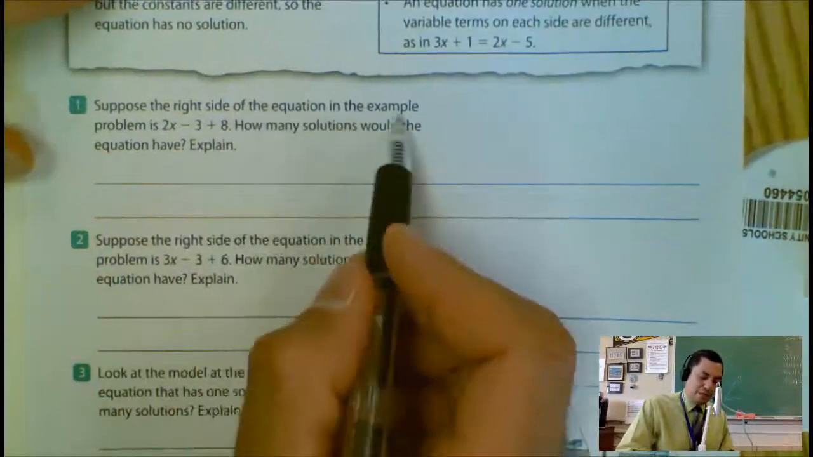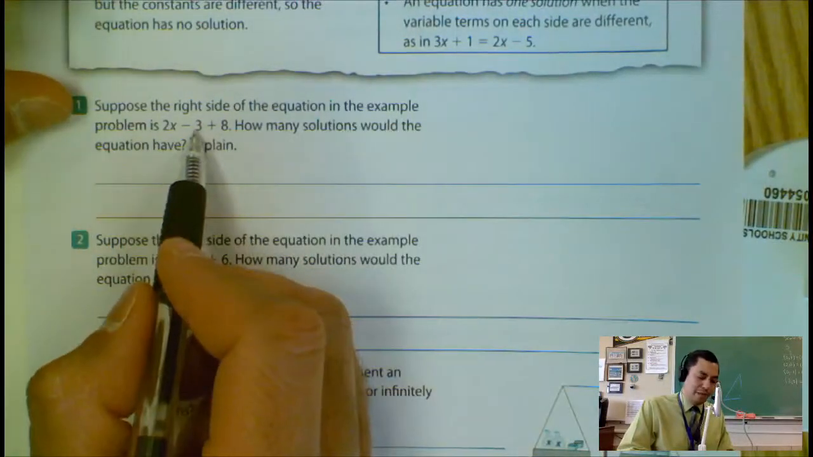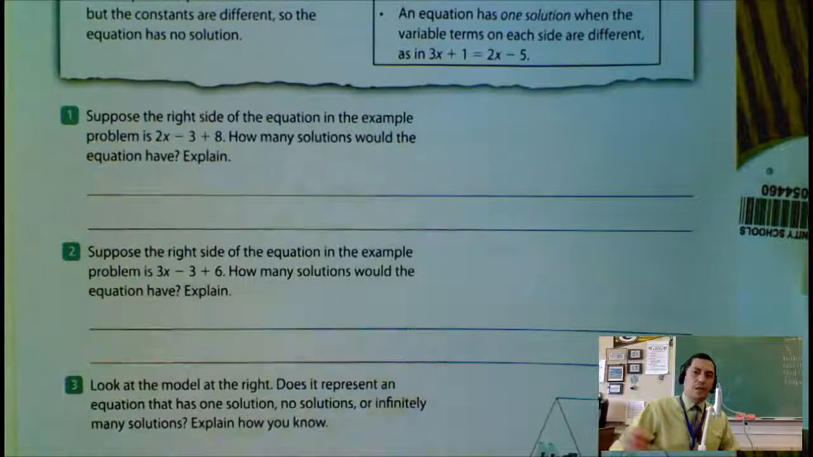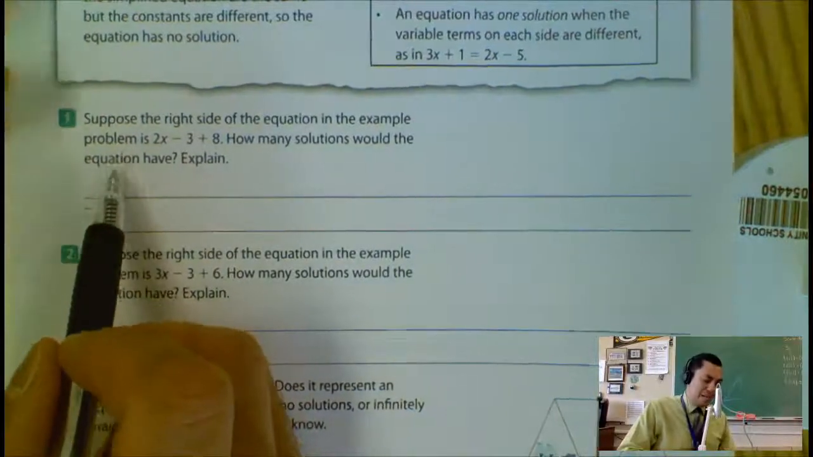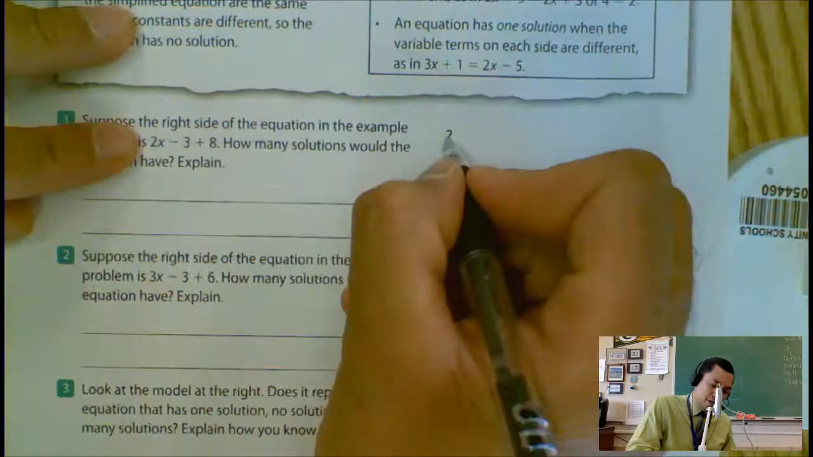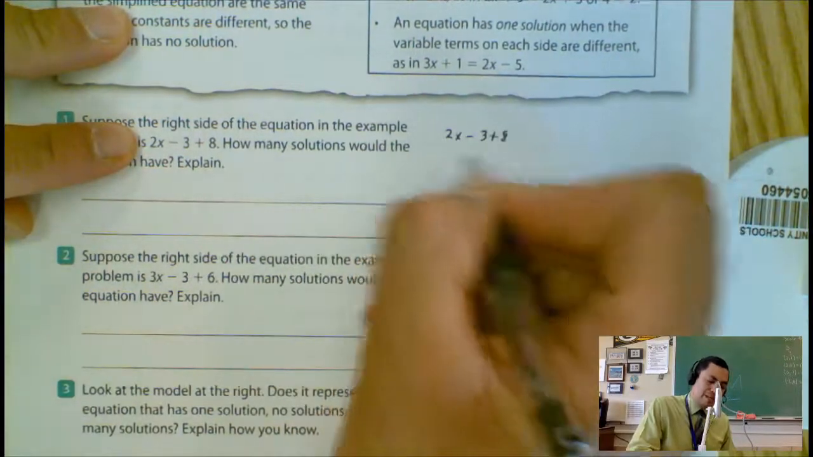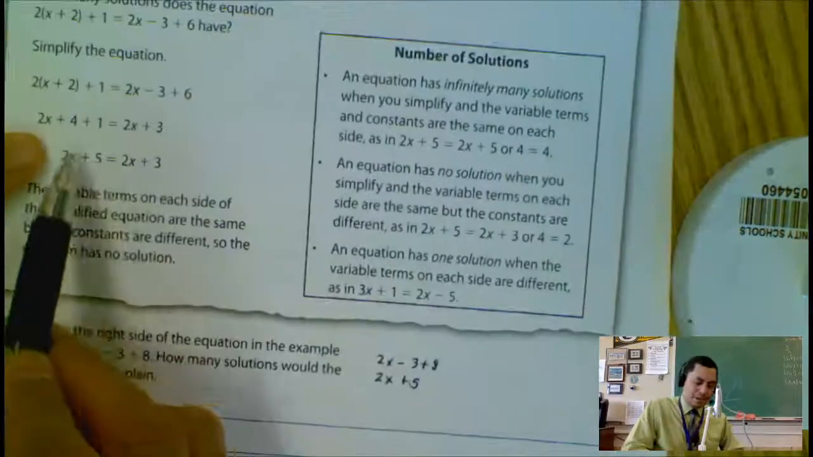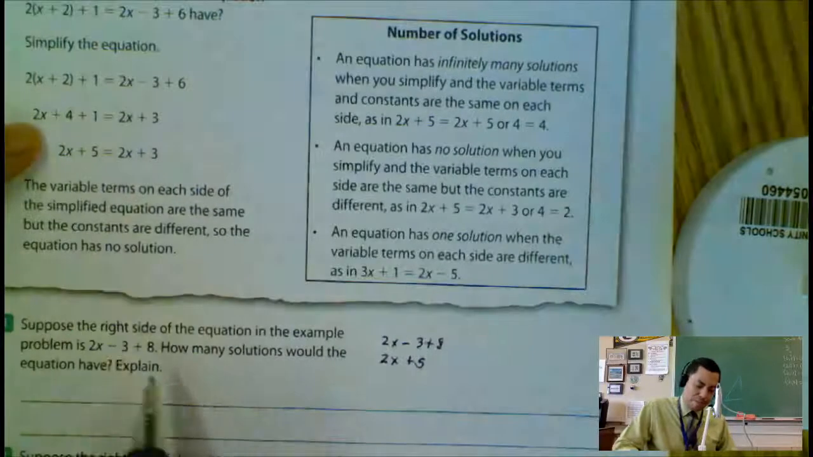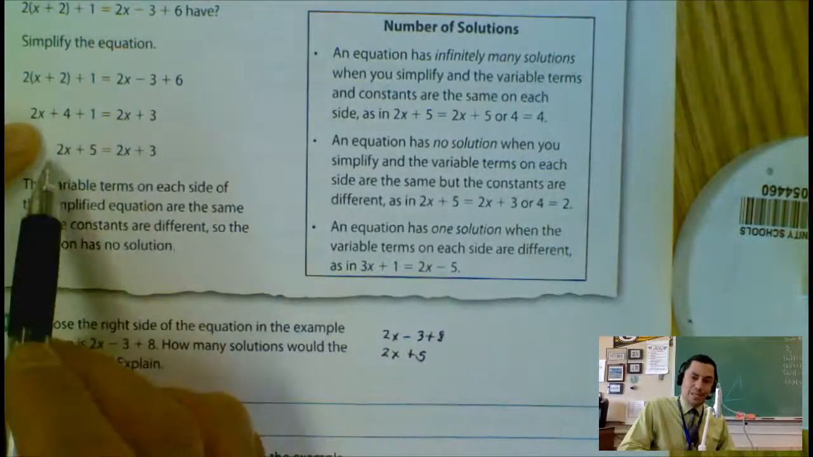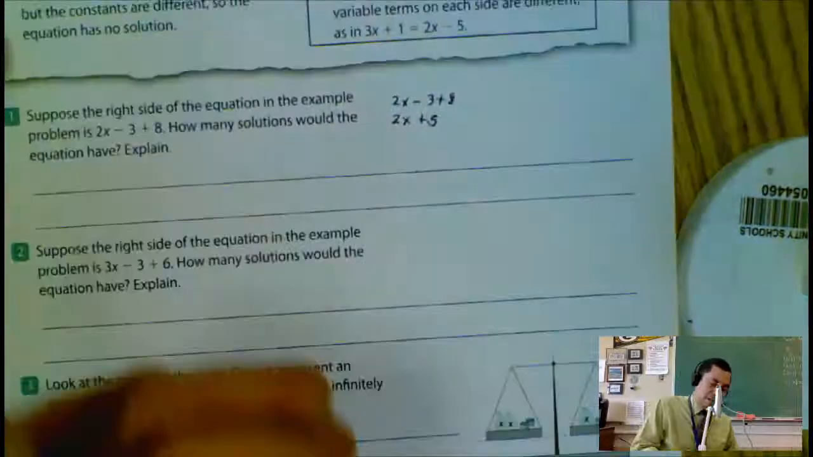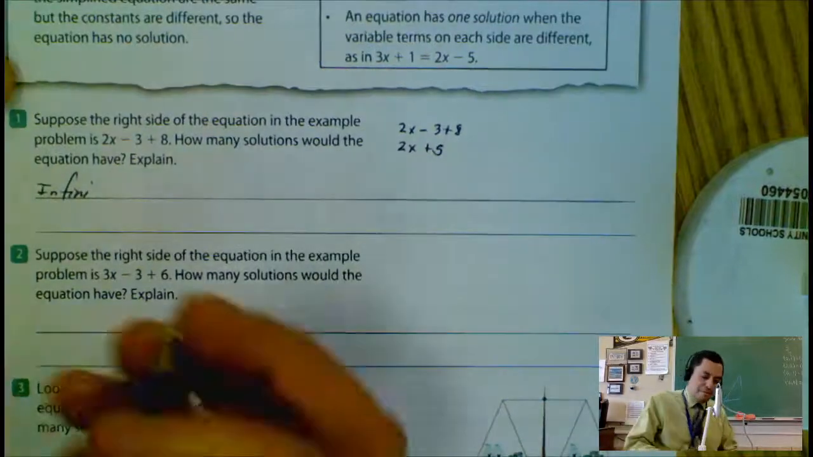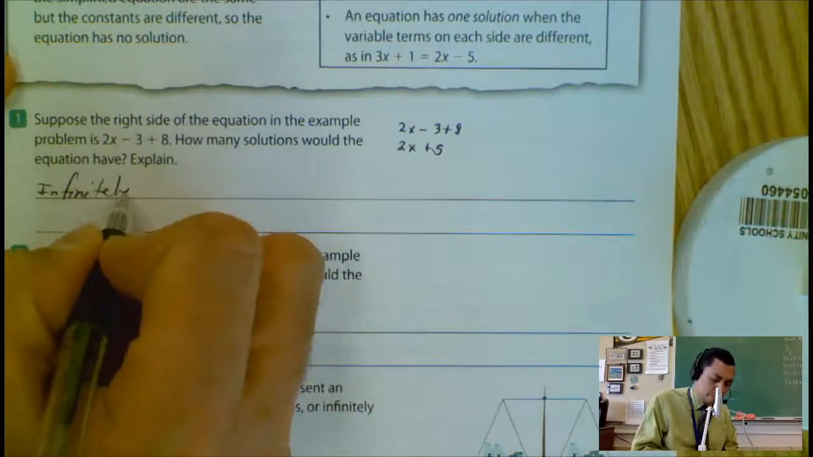Suppose the right side of the equation in the example problem is 2x minus 3 plus 8. How many solutions will the equation have? In this case, we're going to have infinitely many solutions. If we simplify, 2x minus 3 plus 8 equals 2x plus 5, which is the same as the left side. So if we simplify this side, we get the same as the left. So we can get infinitely many solutions.